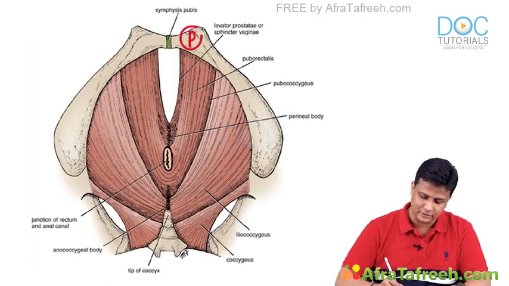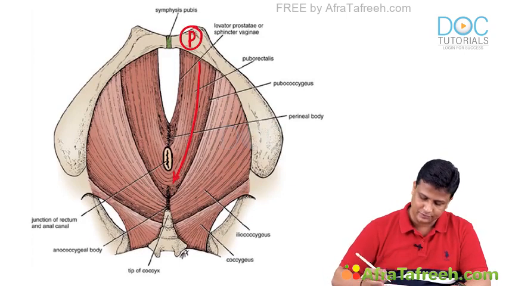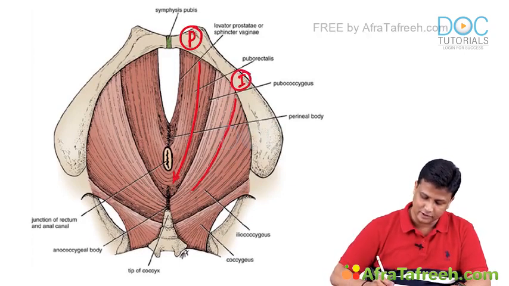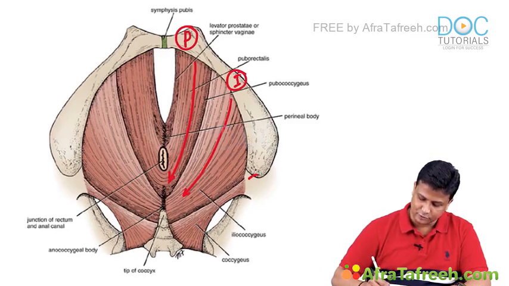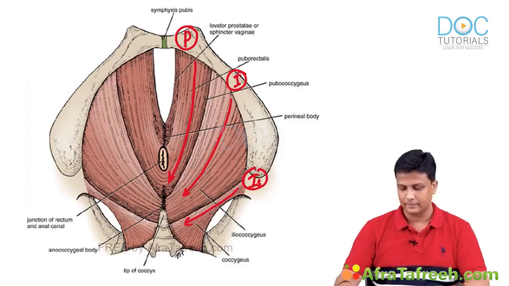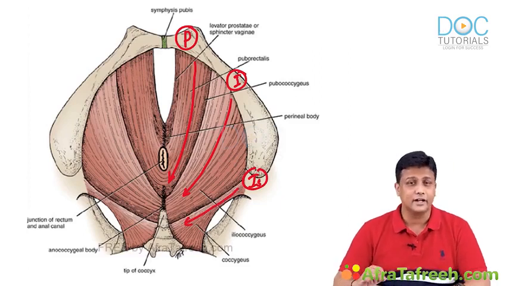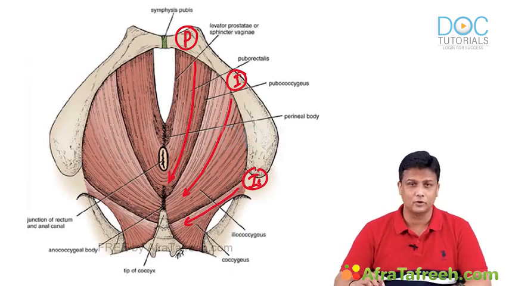This will be pubis. So therefore this muscle has to be the pubococcygeus. Then the ilium part. Therefore this will be the iliococcygeus. And then the ischial spine here. So therefore definitely there should be coccygeus muscle over here. So this is the diagram that we are actually going to draw, and there is a beautiful concept here.